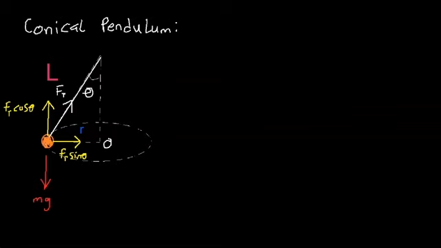The tension in the string has two components, F_T cos θ and F_T sin θ. Since the object moves in a horizontal circular path, the horizontal component F_T sin θ of the tension F_T in the string provides the centripetal acceleration along the radius of the horizontal circular path, so that F_T sin θ equals mv² over r. Let's call this our first equation.